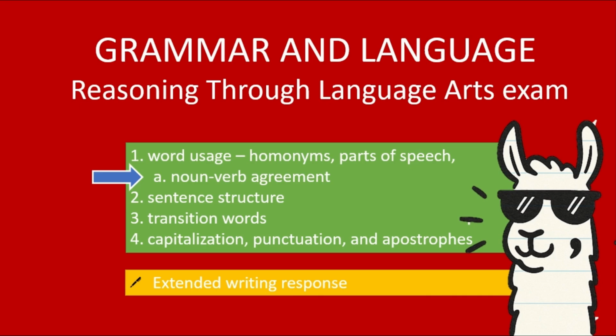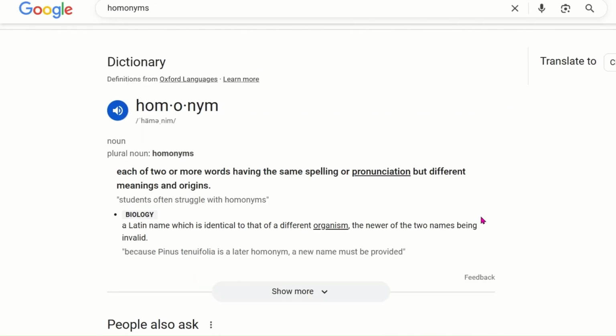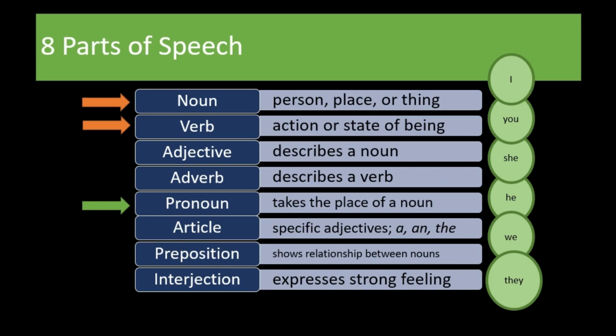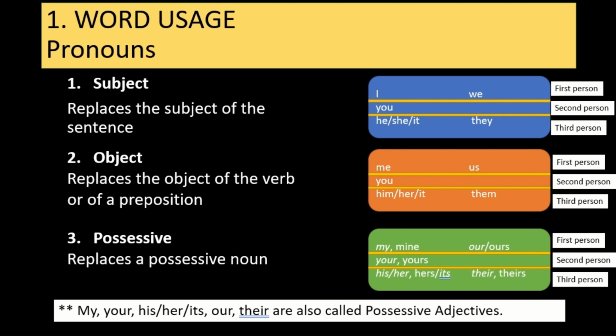In a separate video, we talked about word usage, we covered what homonyms are, and then we covered the 8 parts of speech. And in that video, we covered what a noun, verb, adjective, adverb, pronoun, article, preposition, and interjection are. We focused a lot on making sure that you understood that on this RLA exam, you're being graded on your knowledge and your skill when it comes to American English language. So we talked about how you have to make sure that on this exam, you pay attention to the noun, and when you introduce a pronoun, the pronoun matches that noun.